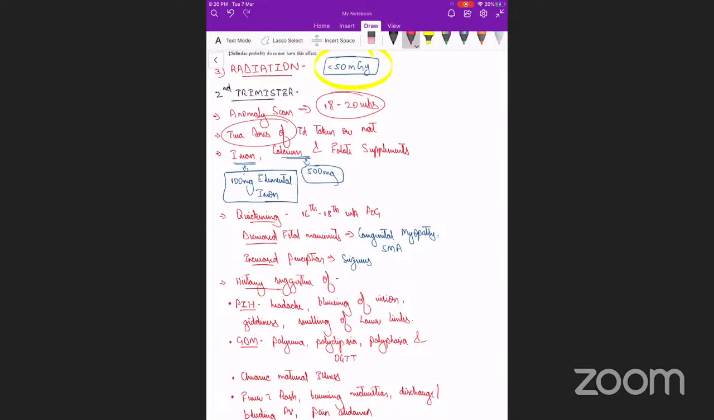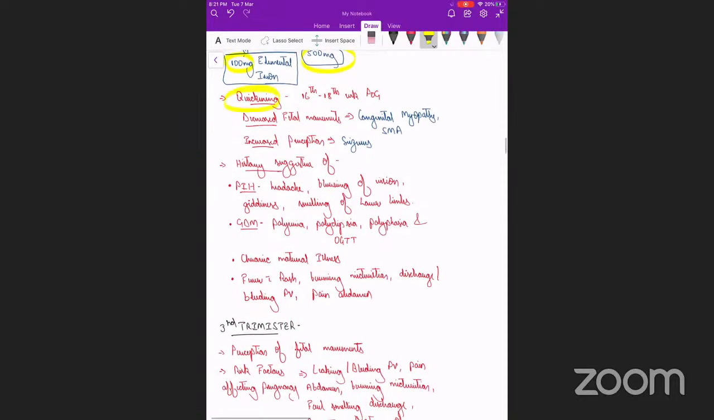Dosage is again important. Okay, 100 mg of elemental iron is given, or 500 mg of calcium is given. So either 100 mg of elemental iron or 500 mg of calcium. Iron, calcium, and folic acid supplements are given for 100 days before delivery and 100 days after delivery. Okay, so iron, calcium, and folic acid supplements are to be given.